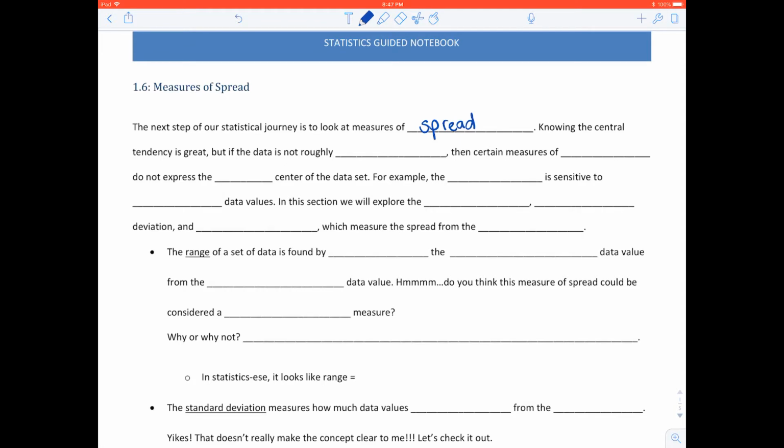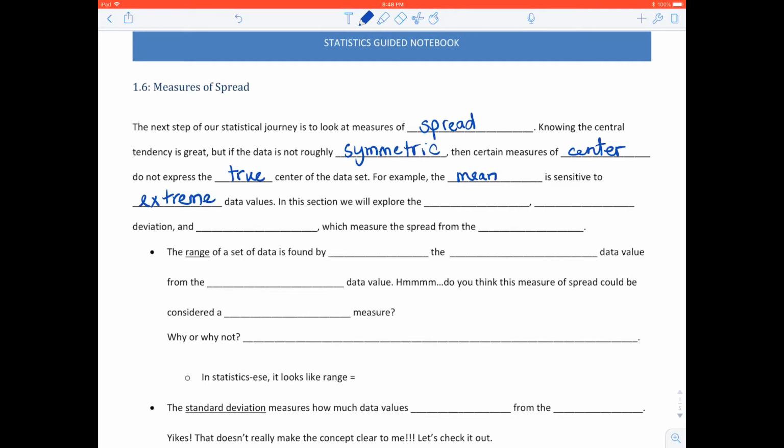Knowing the central tendency is great, but if the data is not roughly symmetric, certain measures of center do not express the true center of the data set. So you remember those measures? Good. The mean is sensitive to extreme data values, so it can be pulled to the right or the left depending on how extreme the data values are.